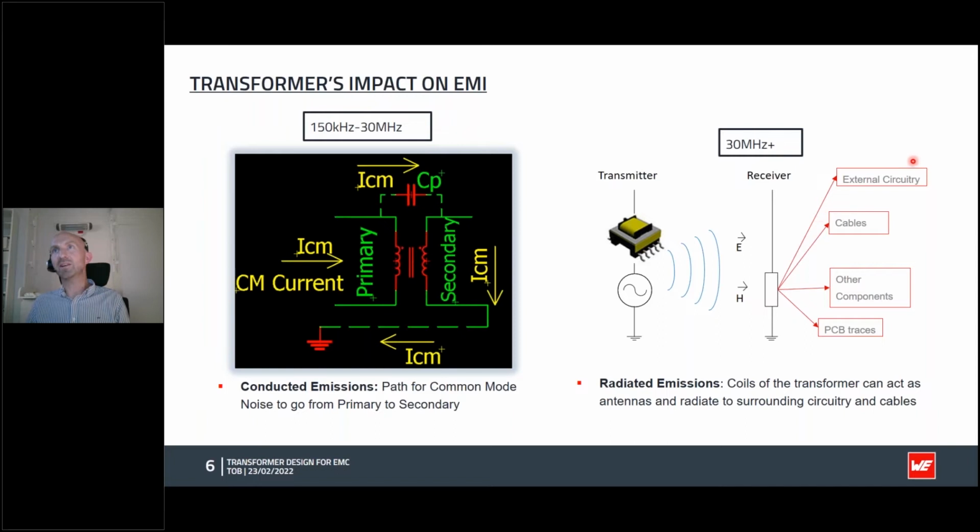It can also be radiated into external circuitry, and in the worst case, where we don't have a very good signal to noise ratio, it can actually interfere with external circuitry and cause problems for other circuits, radiated again into the PCB traces and basically everywhere. So we want to avoid these emissions, or at least minimize them as best we can.